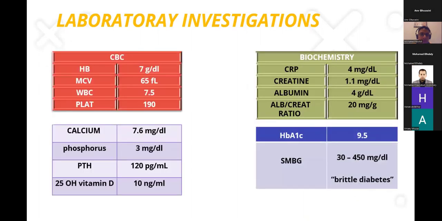According to the laboratory investigations, our patient showed microcytic hypochromic anemia. Regarding the biochemistry, the inflammatory markers were negative. Her creatinine was 1.1 milligram per deciliter. Liver function was good, with a urinary albumin creatinine ratio within the normal range. Her calcium panel showed hypocalcemia with secondary hyperparathyroidism and low vitamin D level. Her self-monitoring of blood glucose showed a wide range, from 30 to 450 milligram per deciliter, known as brittle diabetes, and A1C was 9.5%.